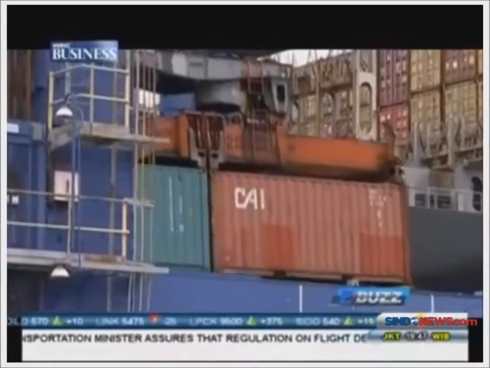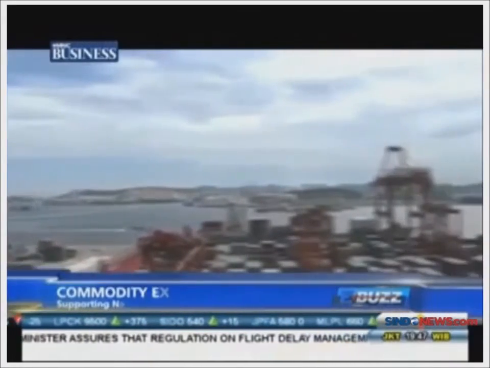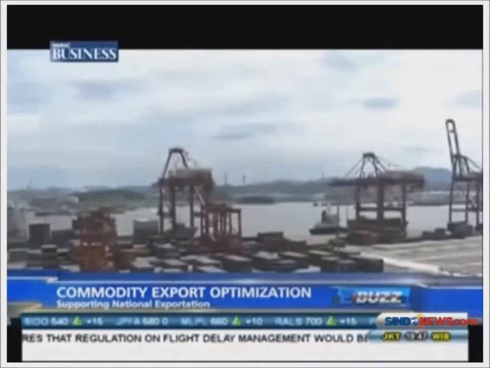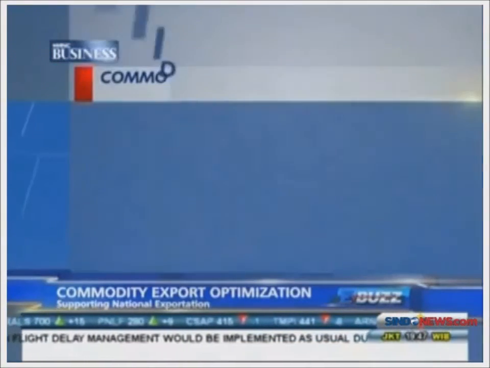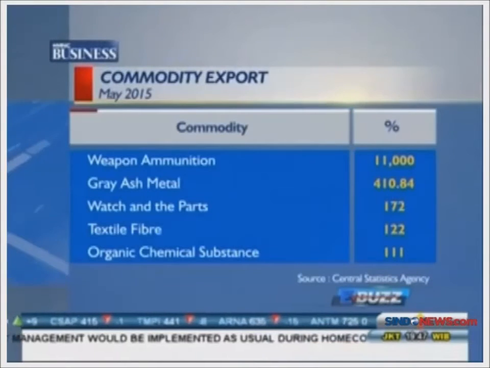Sasmito Hadiwibowo added that out of prospective commodities in May 2015, some commodities still managed to have demand increase even though national export declined.